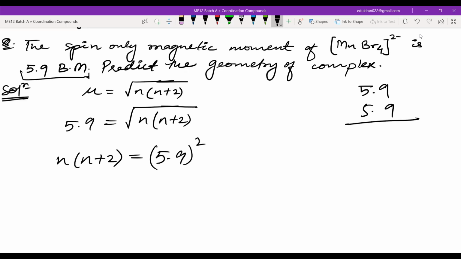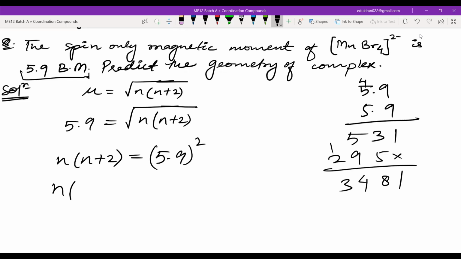9 9s are 81. 5 9s are 45, 45 plus 8, 53. 9 5s are again 45, and 5 5s are 25 plus 4, 29. So this will be n into n plus 2 is equal to 34.81.